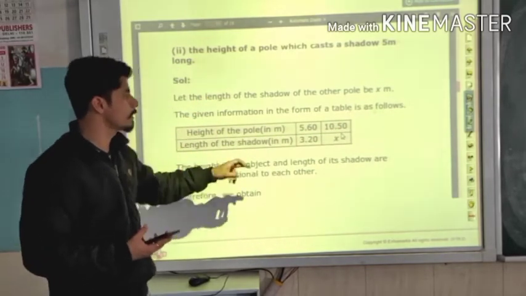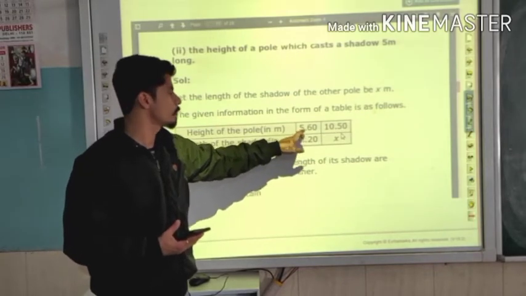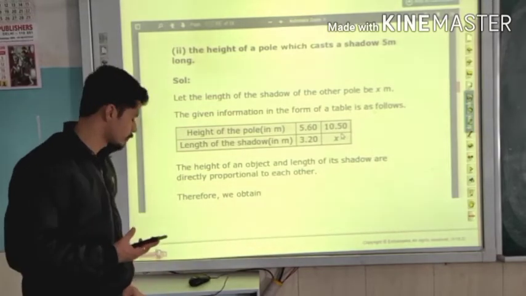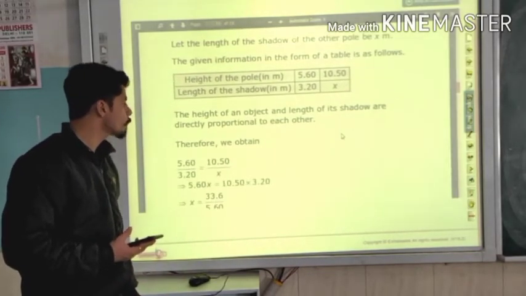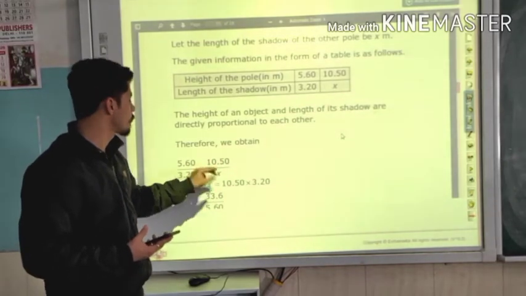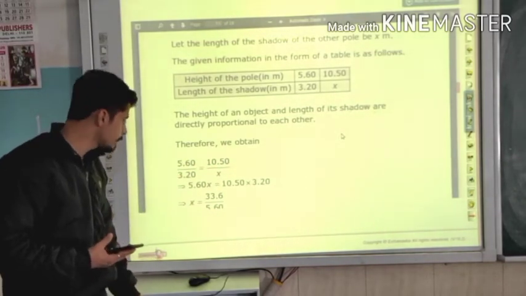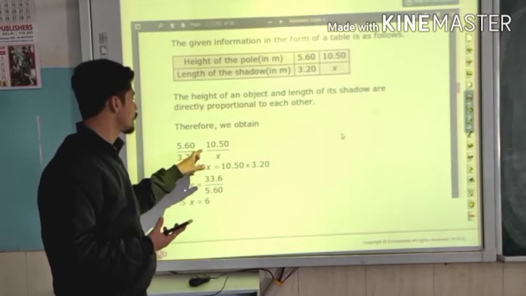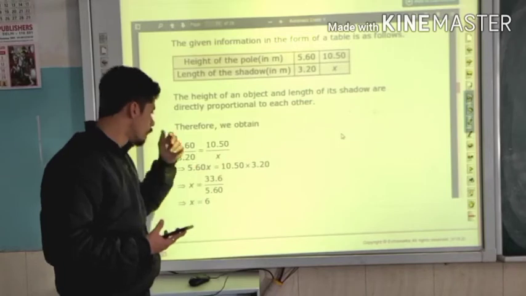So as per the table, these two numbers are in the ratio and these two numbers are in the ratio, and both fractions will be proportional to each other. So what we get here, 5.60 upon 3.20 is equal to 10.50 upon x. Now cross multiplication: x will be multiplied with 5.60 and 3.20 will be multiplied with 10.50.